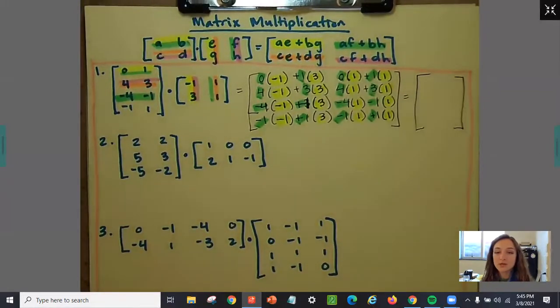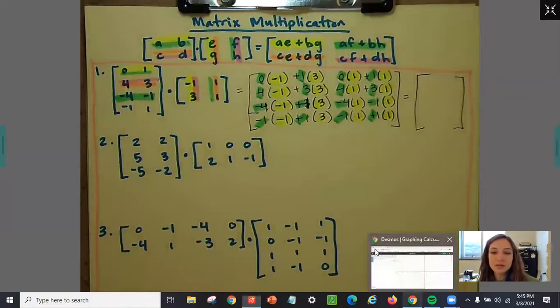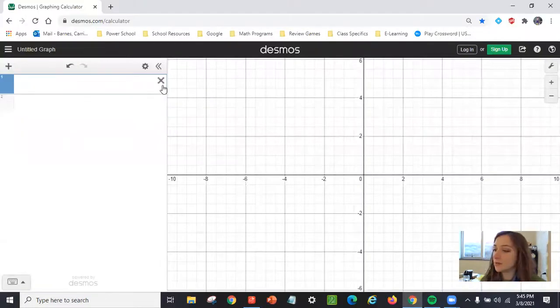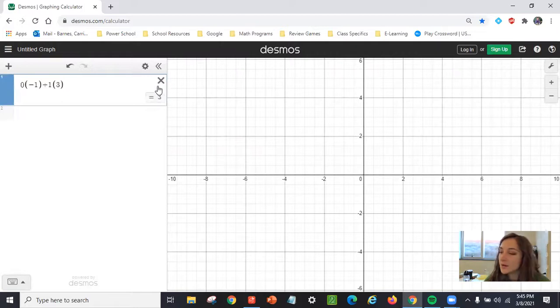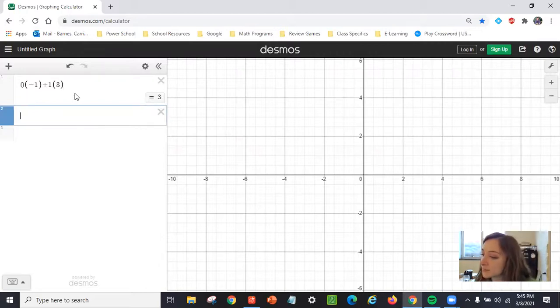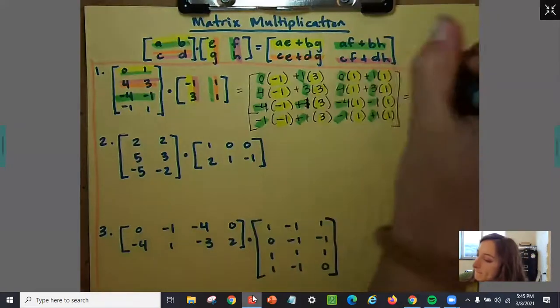We're just going to go to Desmos and start typing some stuff in. So we are going to type in 0 times negative 1 plus 1 times 3. We'll just leave this up here first. But 0 times negative 1 plus 1 times 3 is 3. So I'm going to write that here.